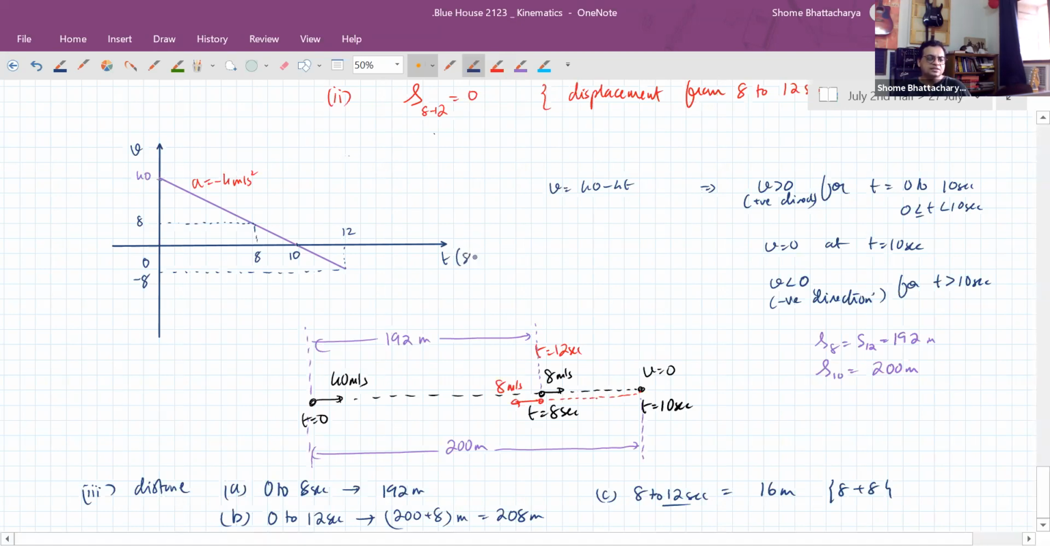So to analyze distance, we have to do this analysis. We have to find out when the particle is coming to rest and changing direction so that we can individually treat those parts. Okay, so I hope this section is clear to all of you, the graph as well as the visual representation of the motion. We will talk about the displacement time graph also very soon.